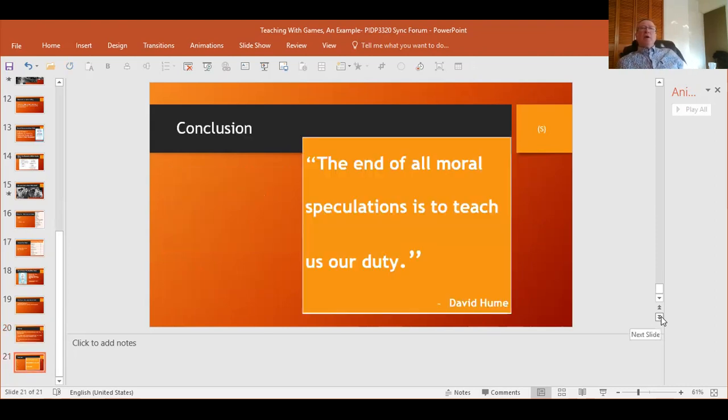Okay, so a final word is by a famous English philosopher, David Hume, who said that the end of all moral speculations is to teach us our duty. So I will leave you with this thought.